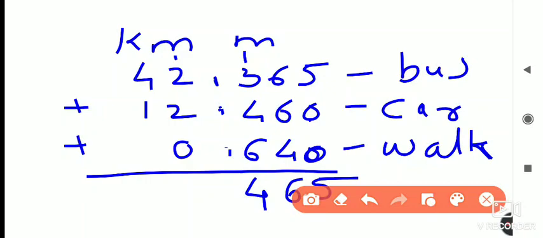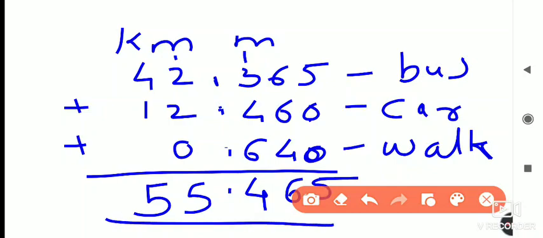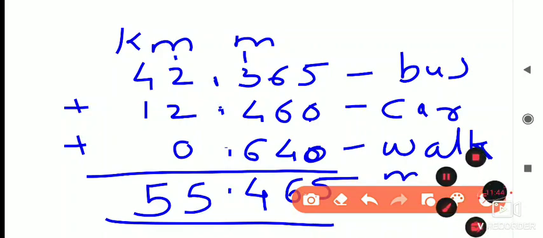Next is the decimal point; we have to give the point here. 2 plus 2 is 4, and plus 1 is equal to 5, and 4 plus 1 is equal to 5. So the total distance covered by that boy is 55 kilometer 465 meter. So you have to solve this example in this way. Okay, this is the first word problem. Now after this we will move towards another word problem.